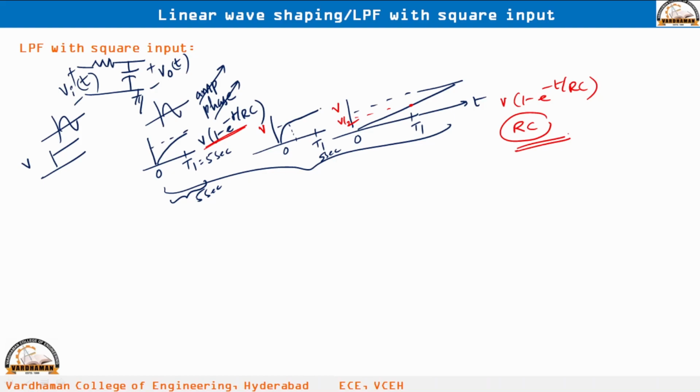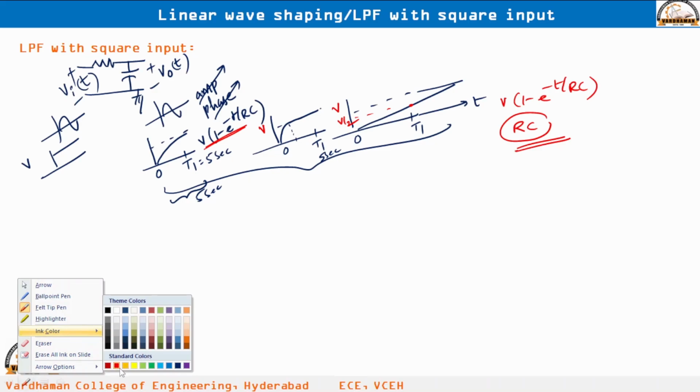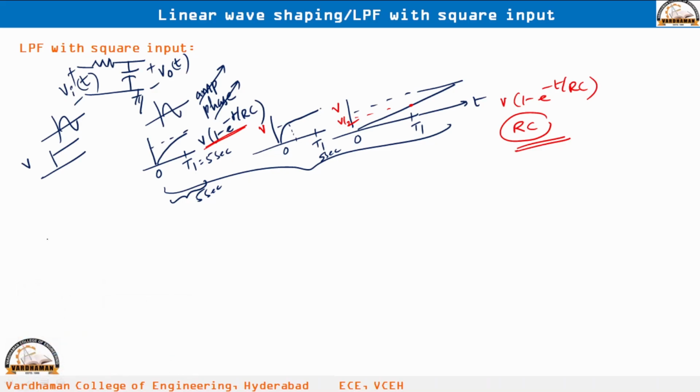Based on that, the output can reach immediately, or it may take a longer time to reach V volts. Based upon the time constant only, we can get different outputs. Based upon the same concept, now if you apply a pulse input instead of the step input, in our previous classes we have already seen this pulse input is maintaining the constant voltage V volts until T is equal to Tp. This is what we have taken.